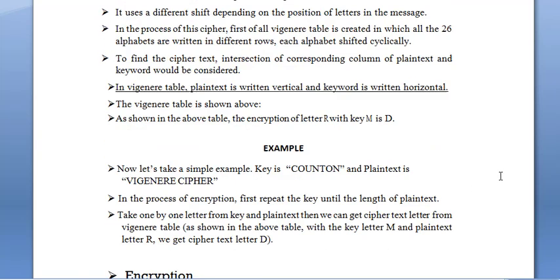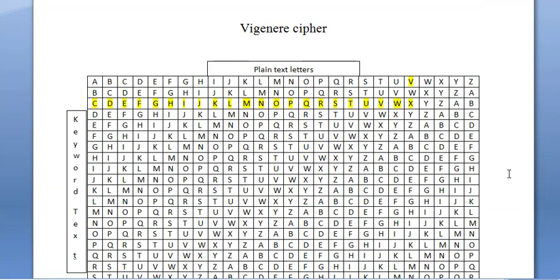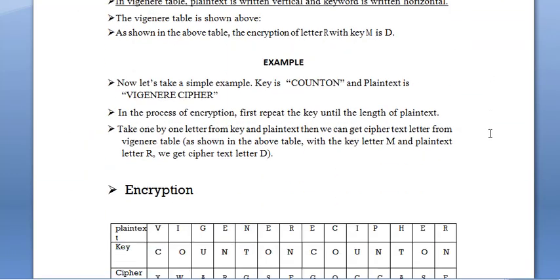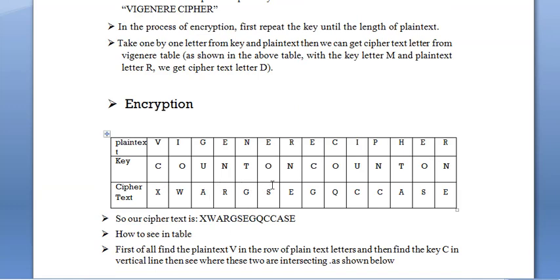Similarly for I and O. Where are I and O? You have to find out. I is your plain text and O is your key. Where do I and O intersect? They will intersect at W. So there we have written W.